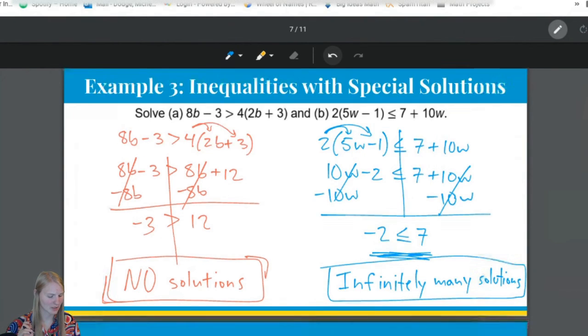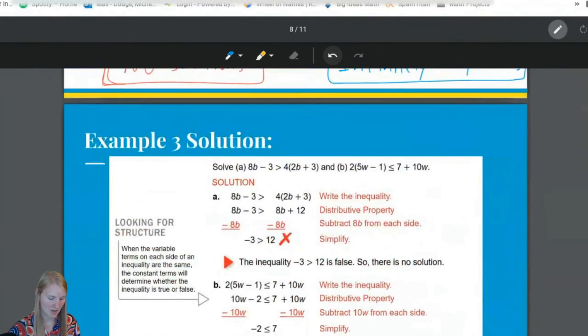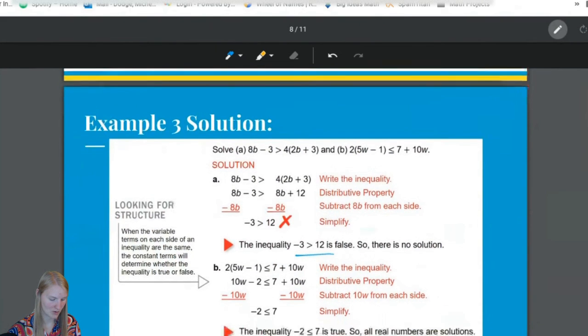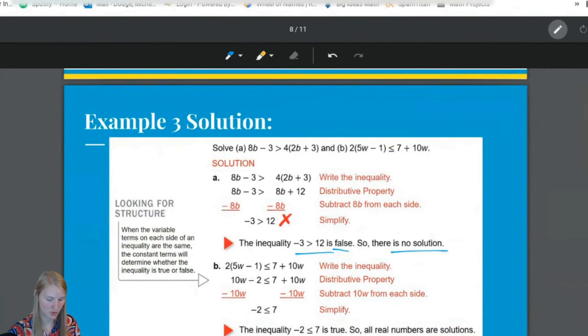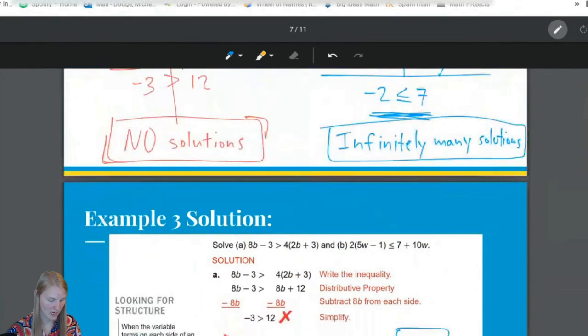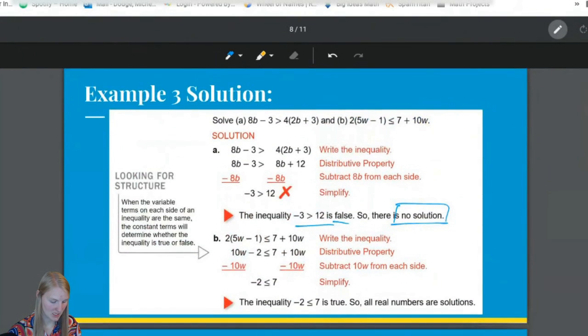Okay. Let's double check that we were correct. The inequality -3 greater than 12 is false, so there is no solution. That's what we had. And the inequality -2 less than or equal to 7 is true, so all real numbers are solutions. And what that means, all real numbers are solutions, that means infinitely many solutions. Because there are infinitely many real numbers.